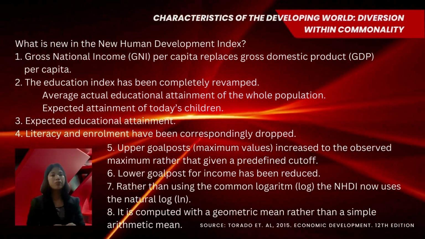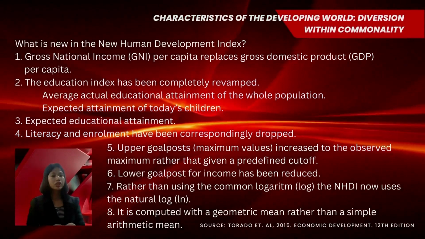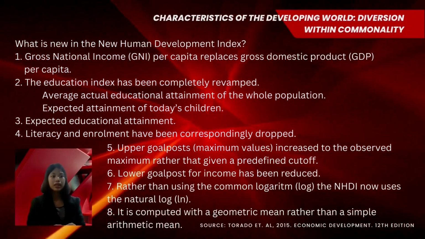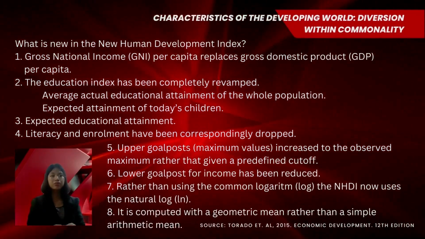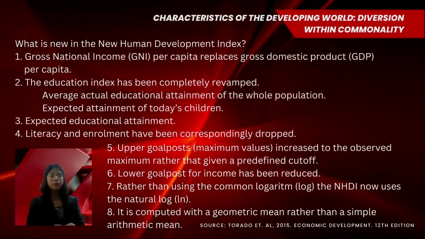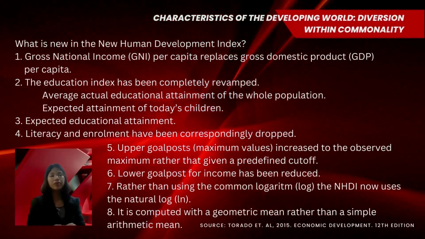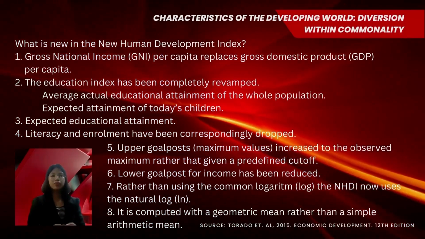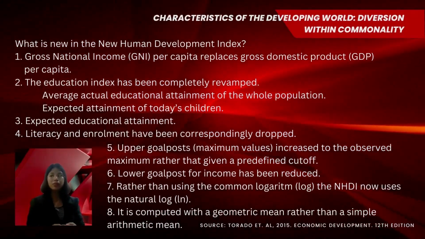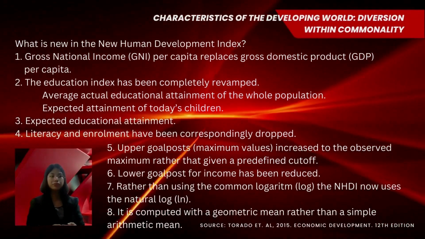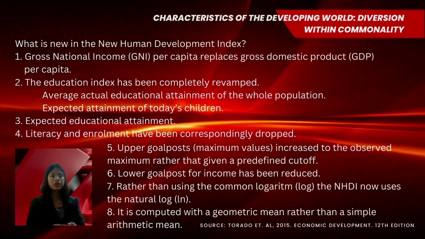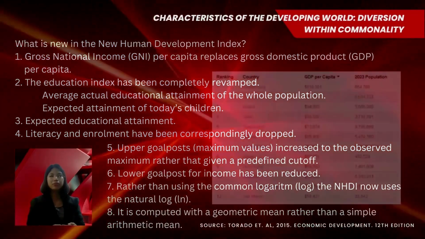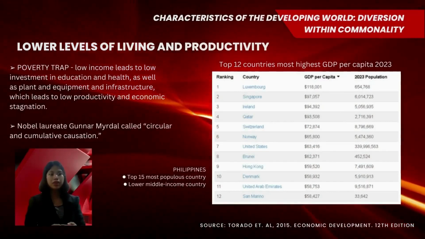Number 4, the two previous components of the education index, which are literacy and enrollment, have been correspondingly dropped. Number 5, the upper goalposts in each dimension have been increased to the observed maximum rather than given a predefined cutoff. Number 6, the lower goalpost for income has been reduced. Number 7, another minor difference is that rather than using the common logarithm to reflect diminishing marginal benefit of income, the NHDI now uses the natural logarithm. Number 8, possibly the most consequential change is that the NHDI is computed with a geometric mean rather than a simple arithmetic mean.